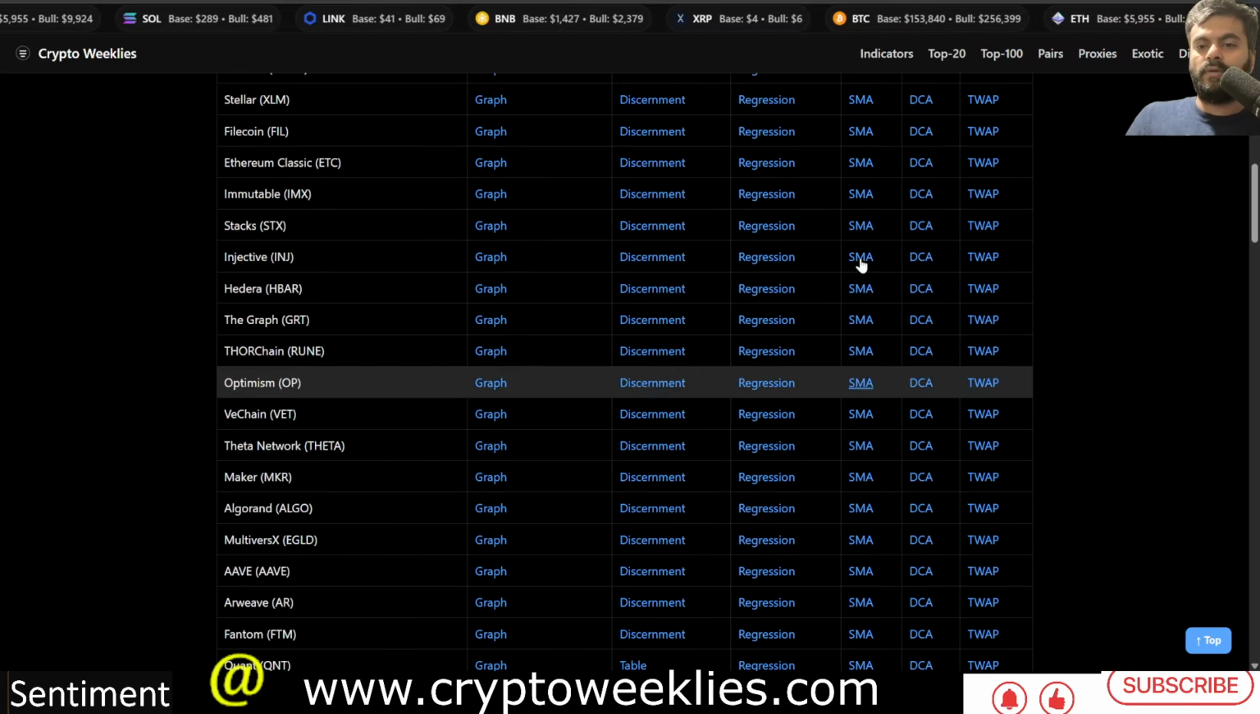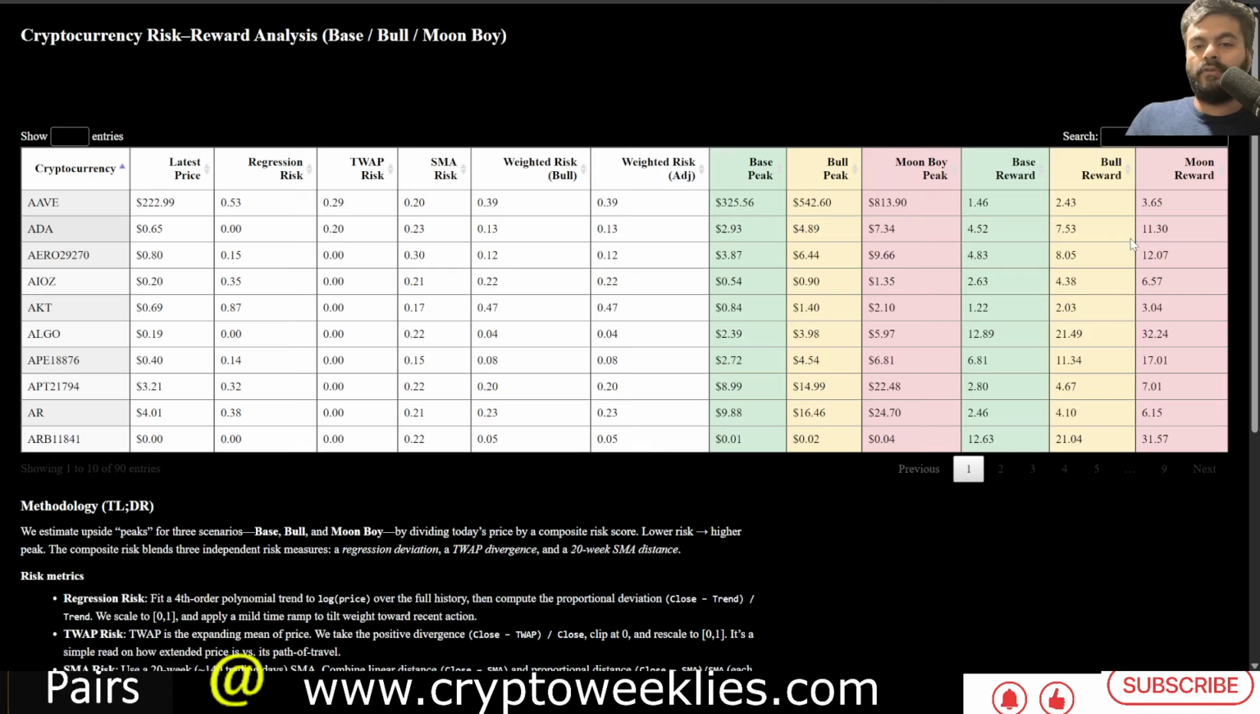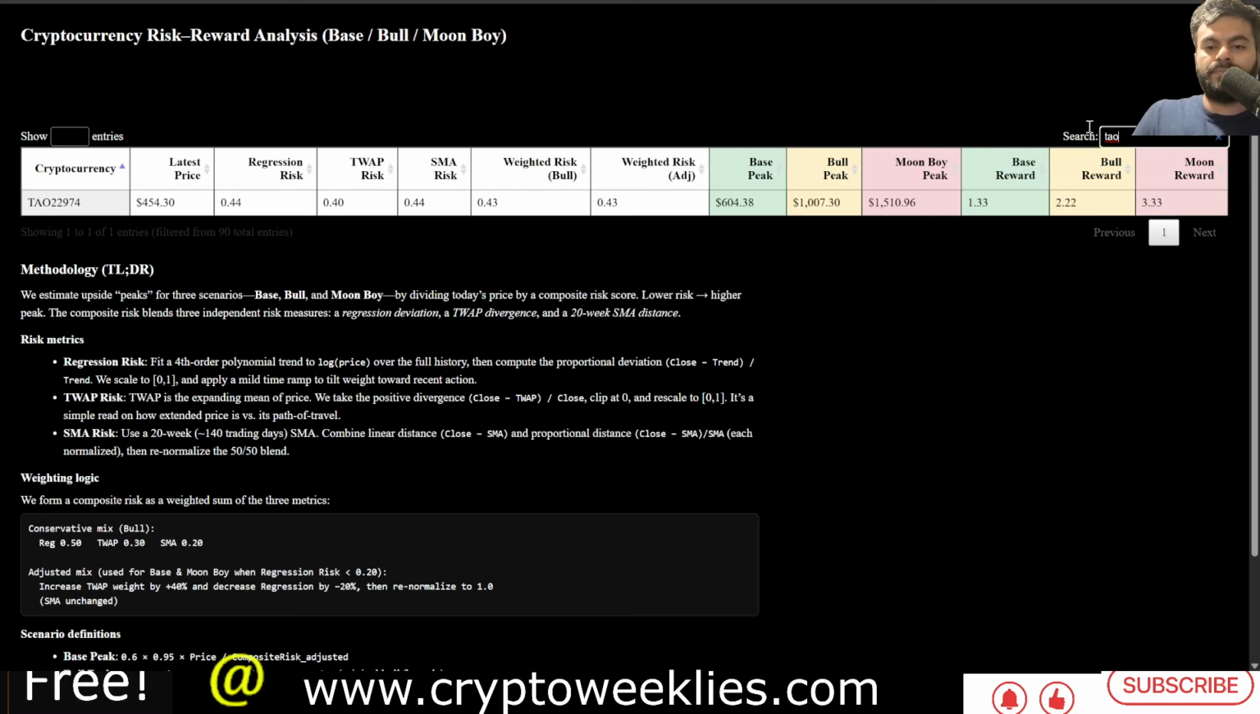Overall, if we were to look at an estimated scenario for BitTensor and its token TAO, with the overall weighted risk coming close to 0.43, that is close to 40%. The base peak forecasted is at around $600. The bull peak is at around $1,000, and a moon boy or stretch goal for BitTensor per the interpretation of all of these individual risk-based models is $1,500.